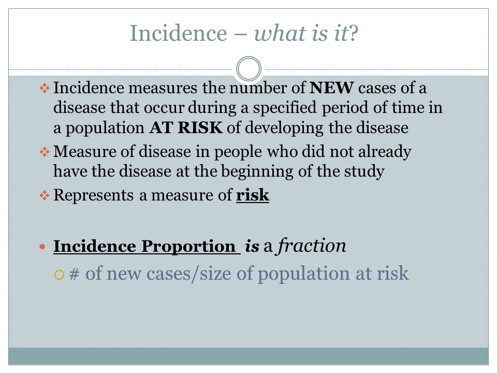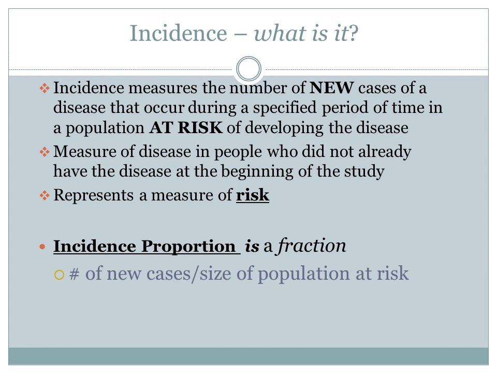Now we're going to go into some terms that are used in epidemiology. Incidence. What is it? Incidence measures the number of new cases of a disease that occur during a specified period of time in a population at risk of developing the disease. It's a measure of disease in people who did not already have the disease at the beginning of the study or the time period that we're following, and it represents a measure of risk.